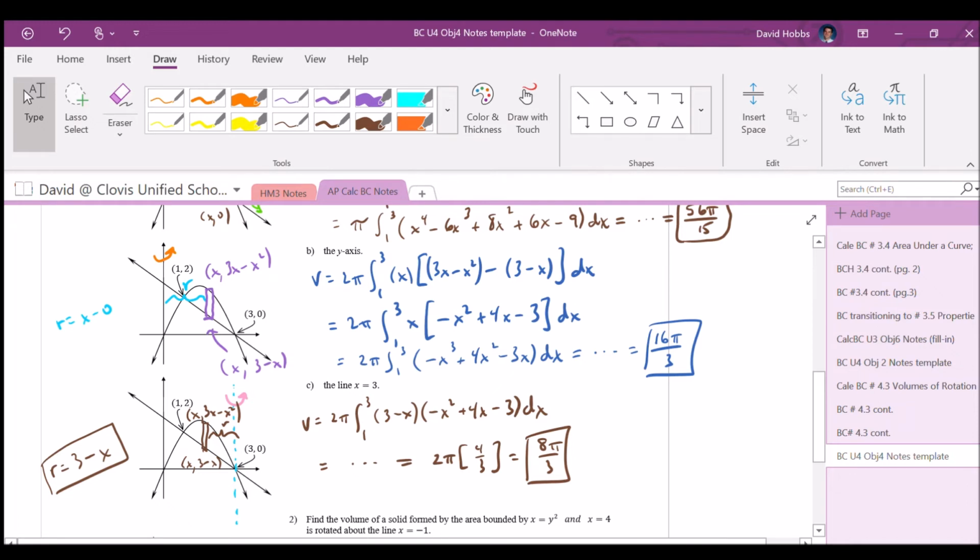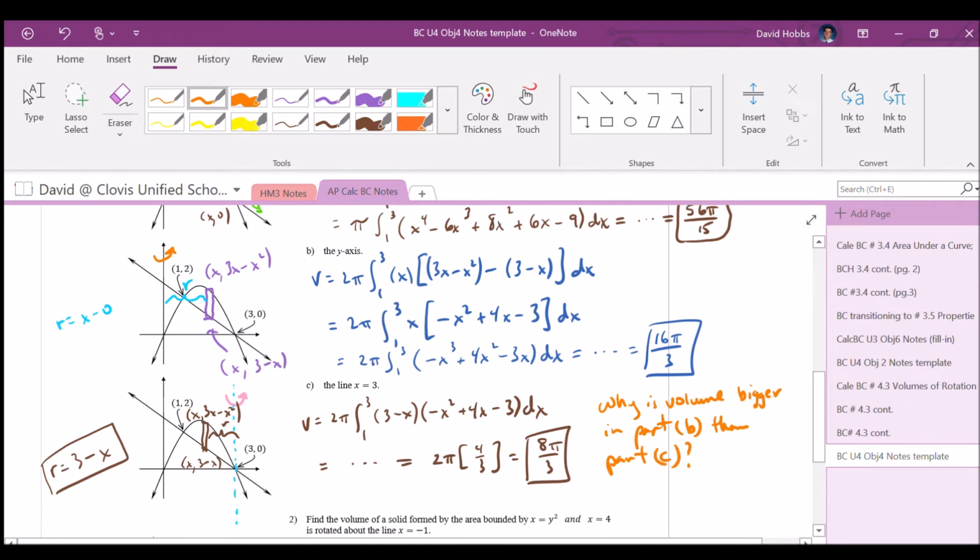Okay? Now, part B, we rotated around the y-axis, and the volume was double the volume we just got right there. Why? Why is the volume bigger for part B than it is for part C? I'll write that out. Why is volume bigger in part B than part C?